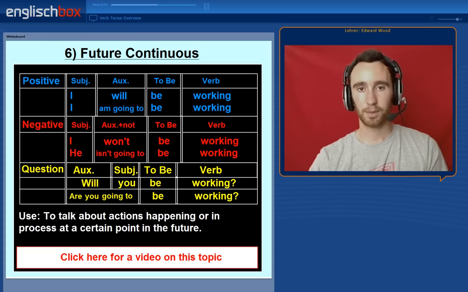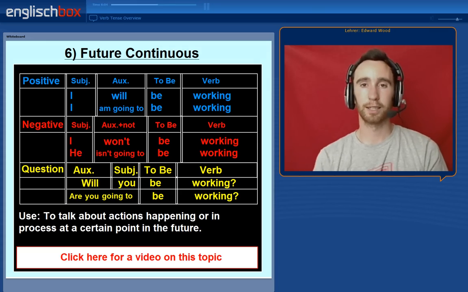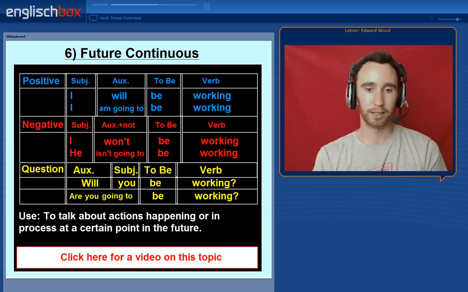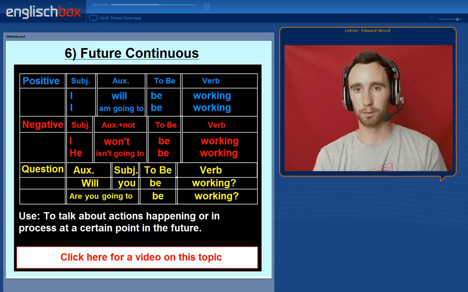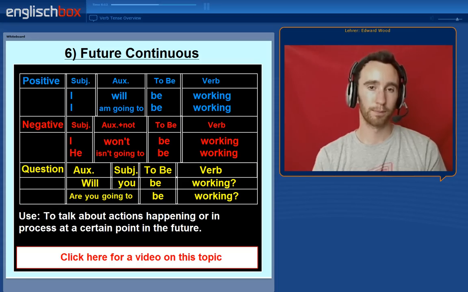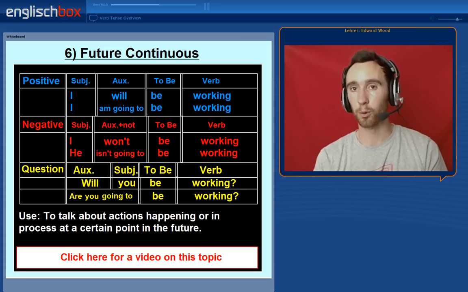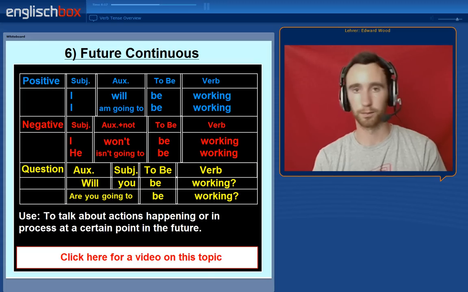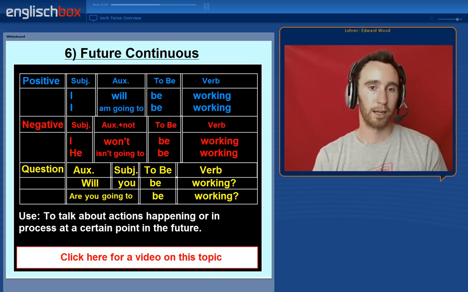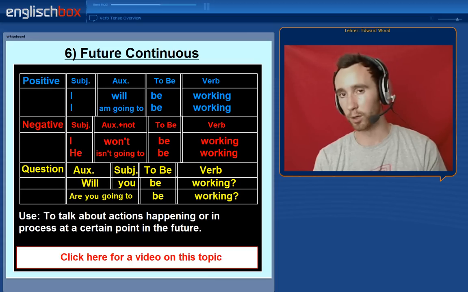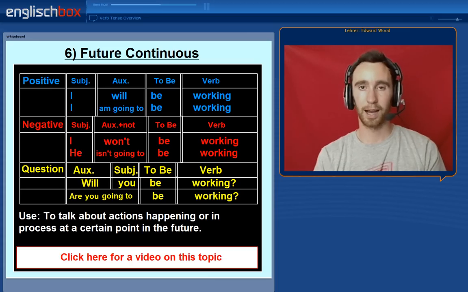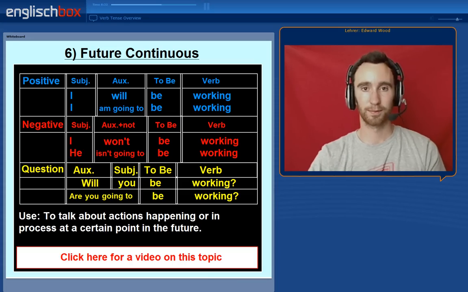Okay, moving on. The future continuous. We use the future continuous to talk about actions happening at a certain point in the future. For example, I will be working, or I am going to be working at 5 o'clock tomorrow. In negative, I won't be working, or he isn't going to be working, for example. And in the question, the inversion is necessary again. Will you be working, or are you going to be working?